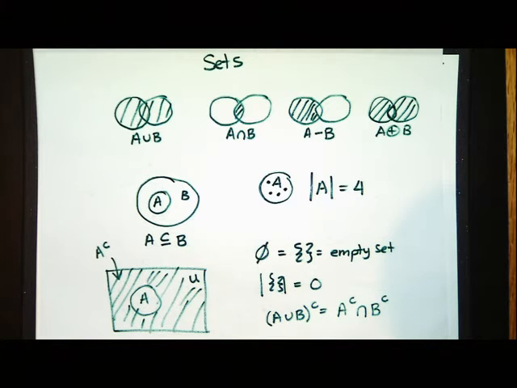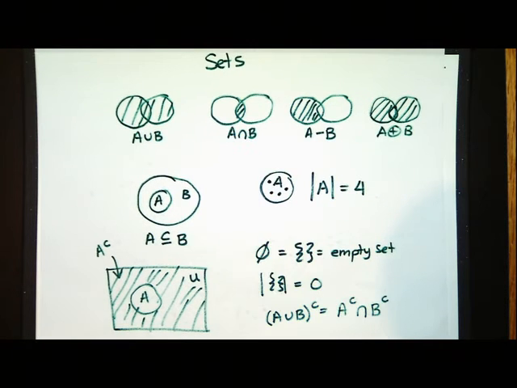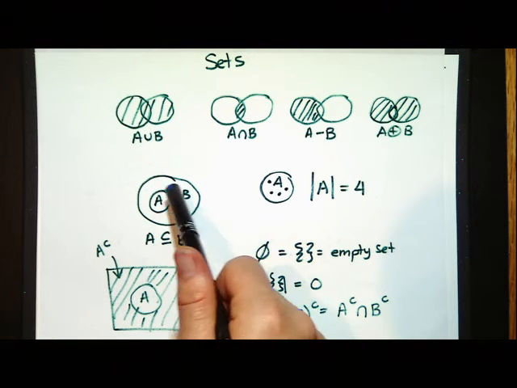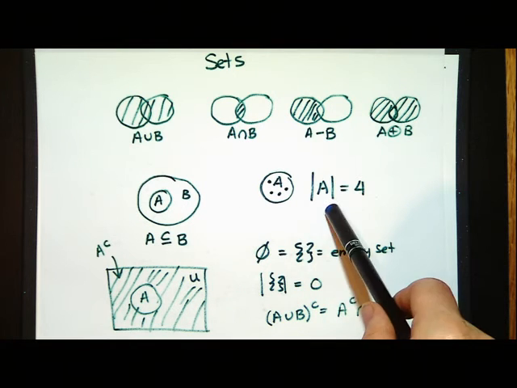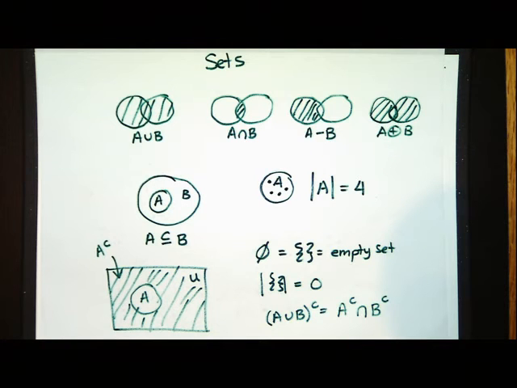Okay, A exclusive or B is like the inverse of this picture. All the stuff that's in A or in B but not in both. We have subset, so if a set is entirely contained inside another set, so all the elements of A are actually in B, then A is a subset of B. We talked about cardinality. If you have a set that has 4 things in it, we say the cardinality is 4, and the way we denote that is with like the absolute value sign for sets.